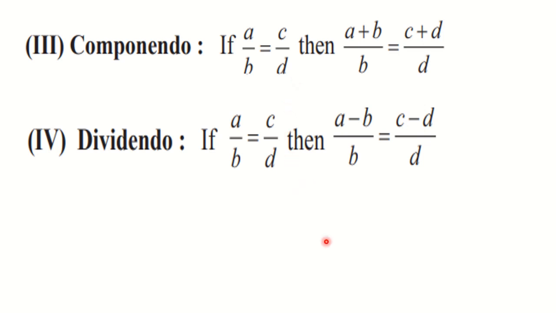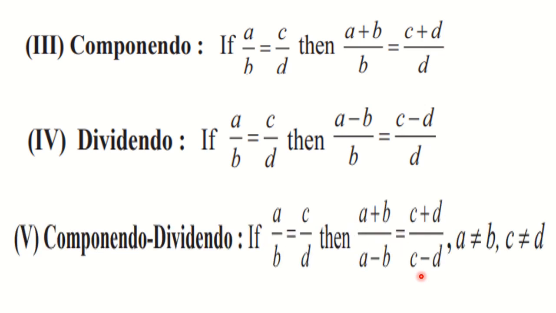Now the next property, the last property, is a combination of these two. If we divide these two properties, then we are going to get the property called as componendo dividendo. If A upon B is equal to C upon D, then A plus B upon A minus B is equal to C plus D upon C minus D. Condition here is A cannot be equal to B and C cannot be equal to D, because if they are equal, then denominators will become 0, which is meaningless. You know that 0 cannot appear in the denominator. We cannot divide any number by 0.